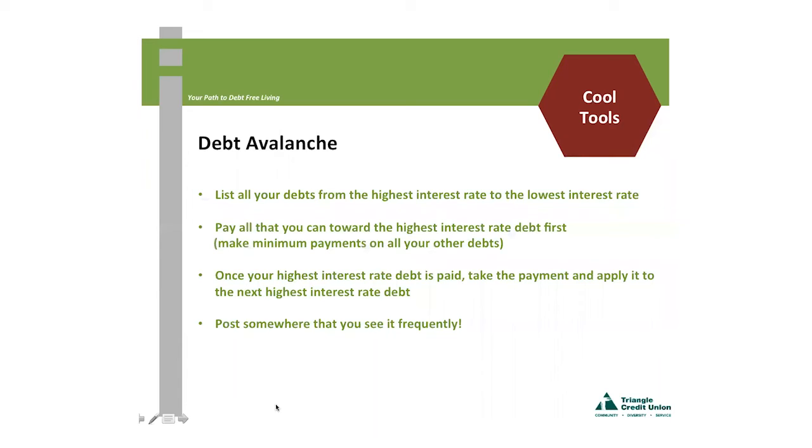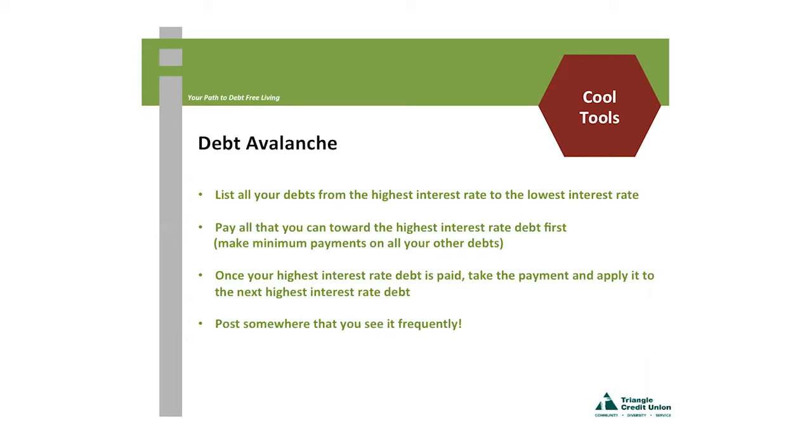The next technique, or tool, that we're going to talk about is the debt avalanche. So we already talked about the debt snowball, so now let's talk about the debt avalanche. And here are the principles. You list all of your debts from the highest interest rate to the lowest interest rate.